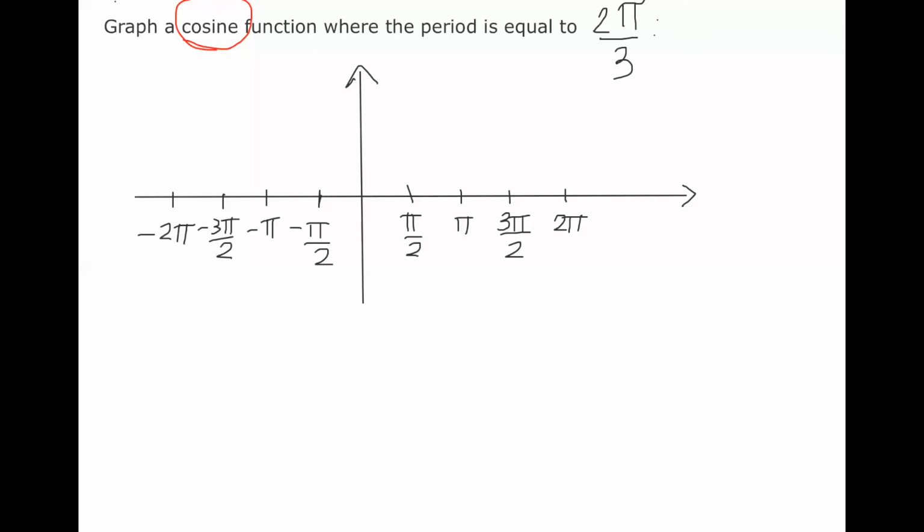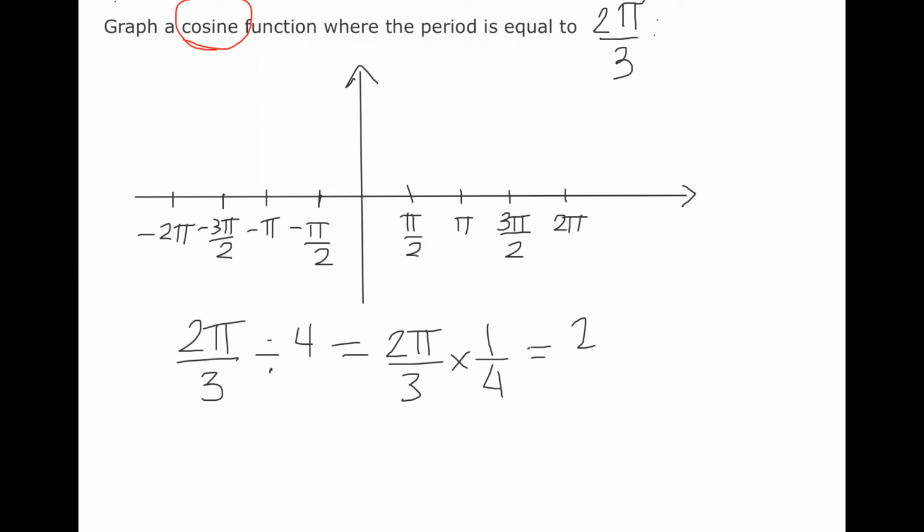So once again, if my period is 2 pi over 3, I have to get my period and divide by 4 to find the interval between my critical points. So I'm going to get 2 pi over 3 times 1 over 4. And this is going to be 2 pi times 1 is simply 2 pi. 3 times 4 is 12. I can simplify that, and I get pi over 6.